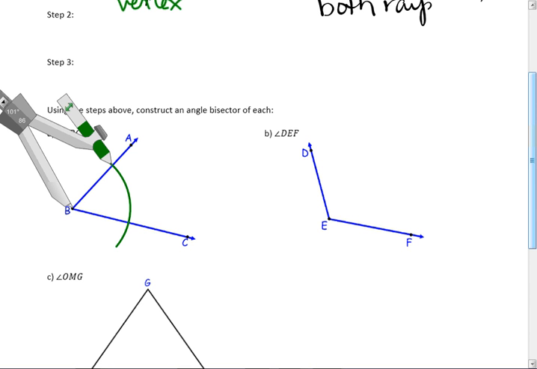Copying an angle, then, I want to measure where these intersection points are. I want to measure that length. I'll do it with a compass. And we can come back and look at a homework question on that, okay?